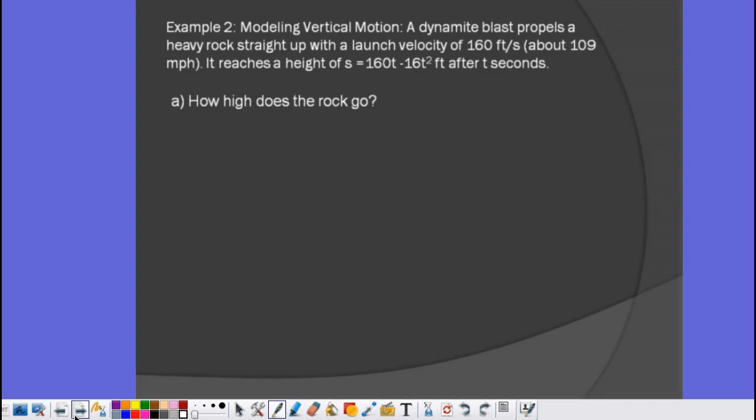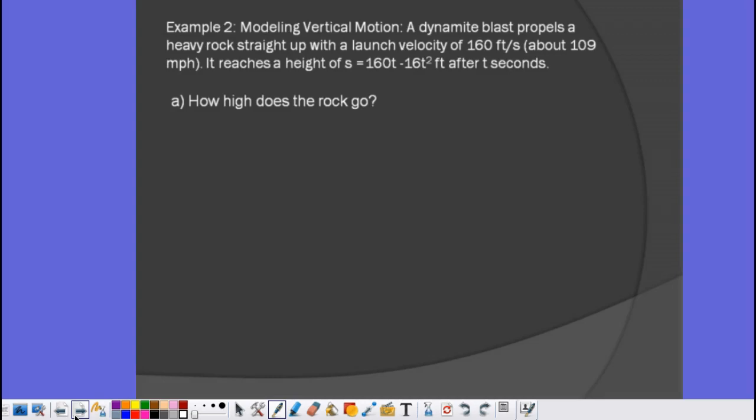So this dynamite blast propels a heavy rock straight up. It launches it at 160 feet per second. Straight up? Straight up. It reaches a height of 160t minus 16t squared. How high does it go?